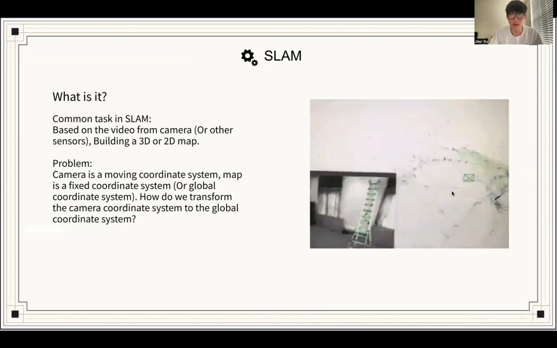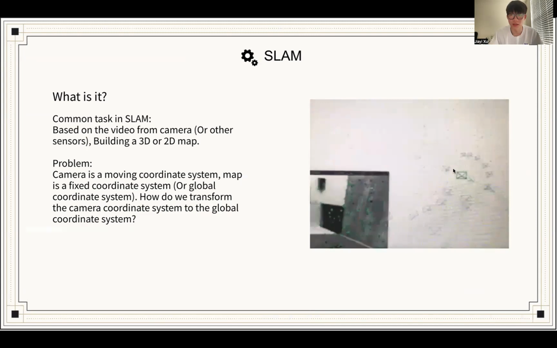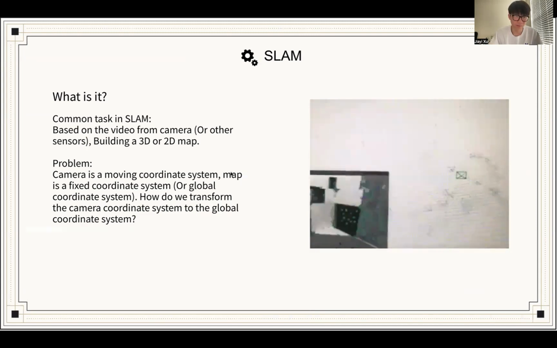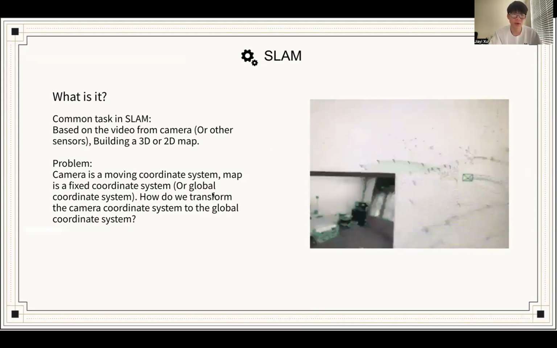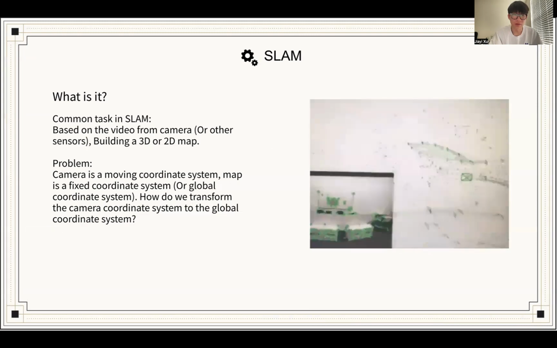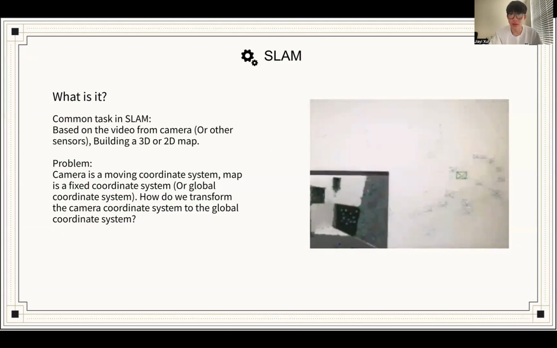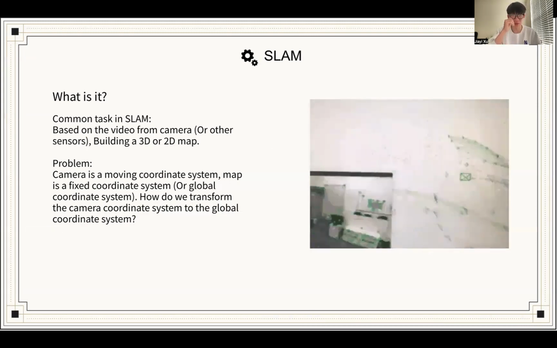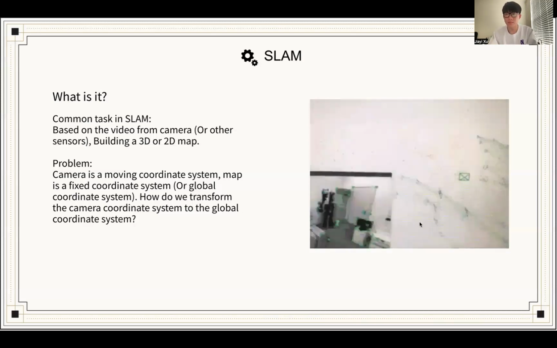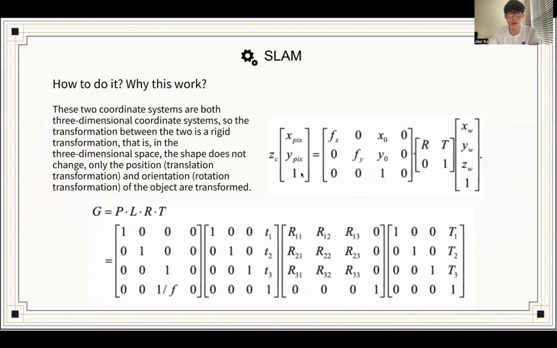Building a 3D map is actually like building a model. The picture shown here is of building a 3D map. The problem is that the camera is a moving coordinate system, and our map is a fixed coordinate system, in other words, a global coordinate system. So how do we transform the camera coordinate system to the global coordinate system? This is what the rectangular coordinate system transformation is going to do.